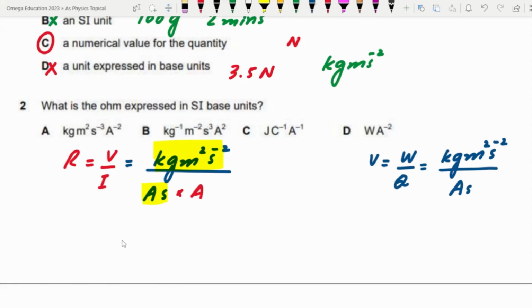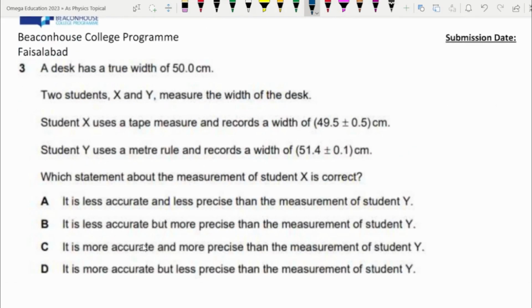Then you can combine these two, just use the laws of indices. So kilogram, no other kilogram, so it would be written as it is. Meter square, no other meter square, so it would be written as it is. A would be minus 2 and s would be minus 3. So you have option A as the right answer. Let's move on to the next one.